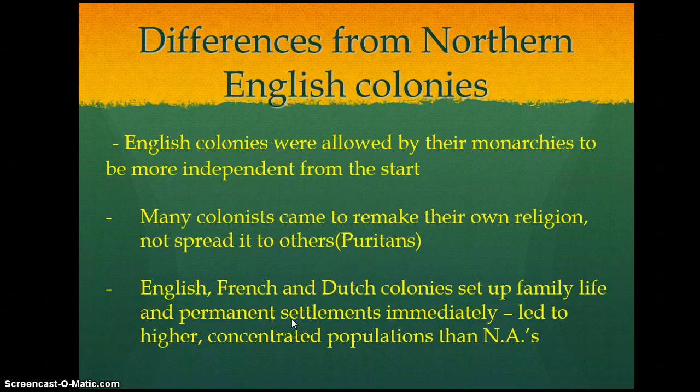Another one, and this really goes to one of the reasons why the English colonies eventually will rebel and declare their independence, is that from the very start, the English, French, and Dutch colonies, but of course our focus is on the English, set up family life and permanent settlements pretty much immediately. So the Spanish sent men, they sent soldiers, some of whom were married, many of whom were not. They were young, unattached, very motivated by gold and glory. The colonists who came later to the northern colonies frequently brought their wives, they brought their children, and immediately set up their family lives from the very start.